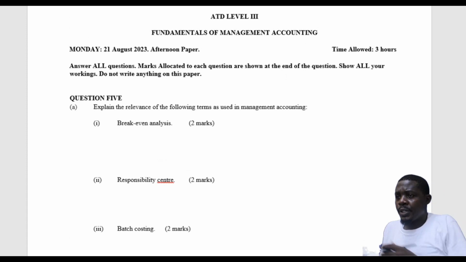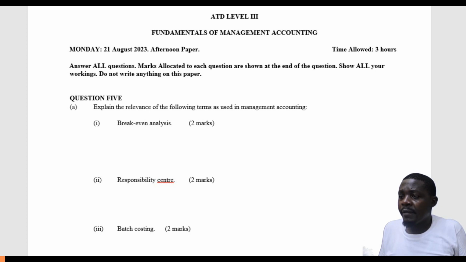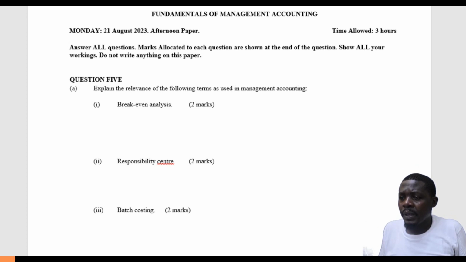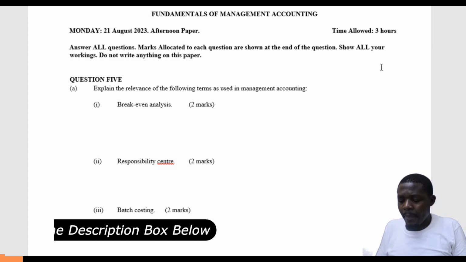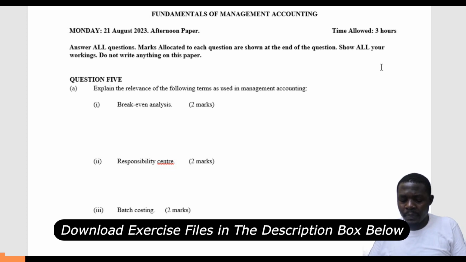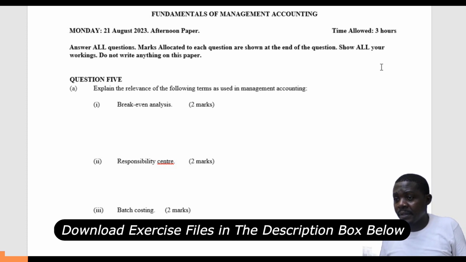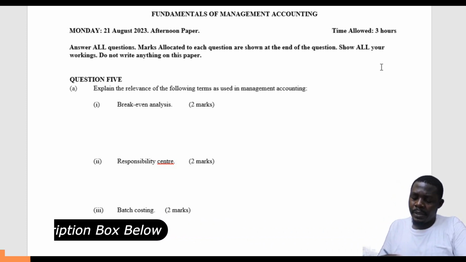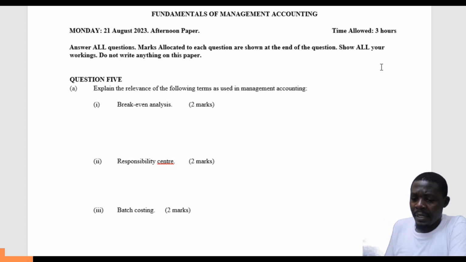Fundamental Management Accounting 83, question number 5. Explain the relevance of the following terms as used in management accounting: break-even analysis, responsibility center, batch costing. How are they relevant in management accounting? Let's start with the break-even analysis.